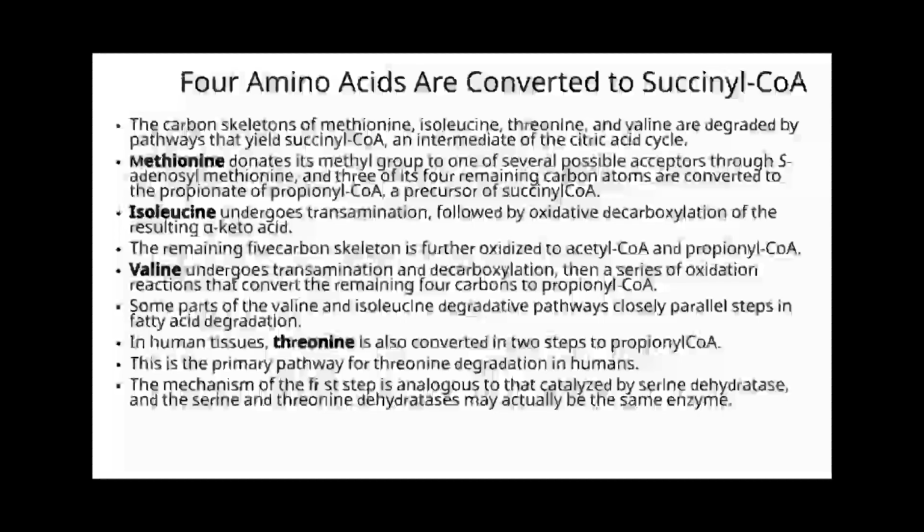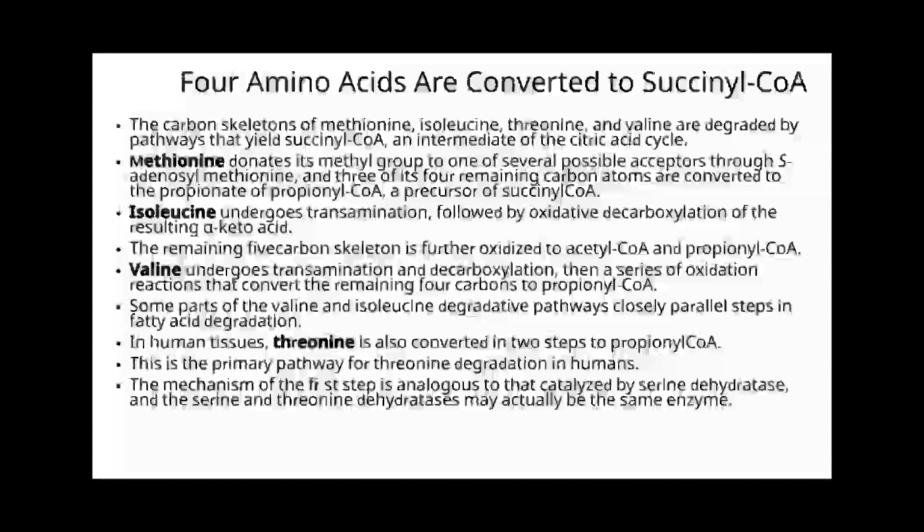Turning to threonine, in human tissues, it's primarily converted into propionyl-CoA through 2 steps. The first step resembles the reaction catalyzed by serine dehydratase, and there's evidence that serine and threonine dehydratases might actually be the same enzyme. Overall, what's fascinating is that these 4 amino acids, methionine, isoleucine, valine, and threonine, are all funneled into succinyl-CoA, integrating amino acid catabolism with the citric acid cycle and energy production.